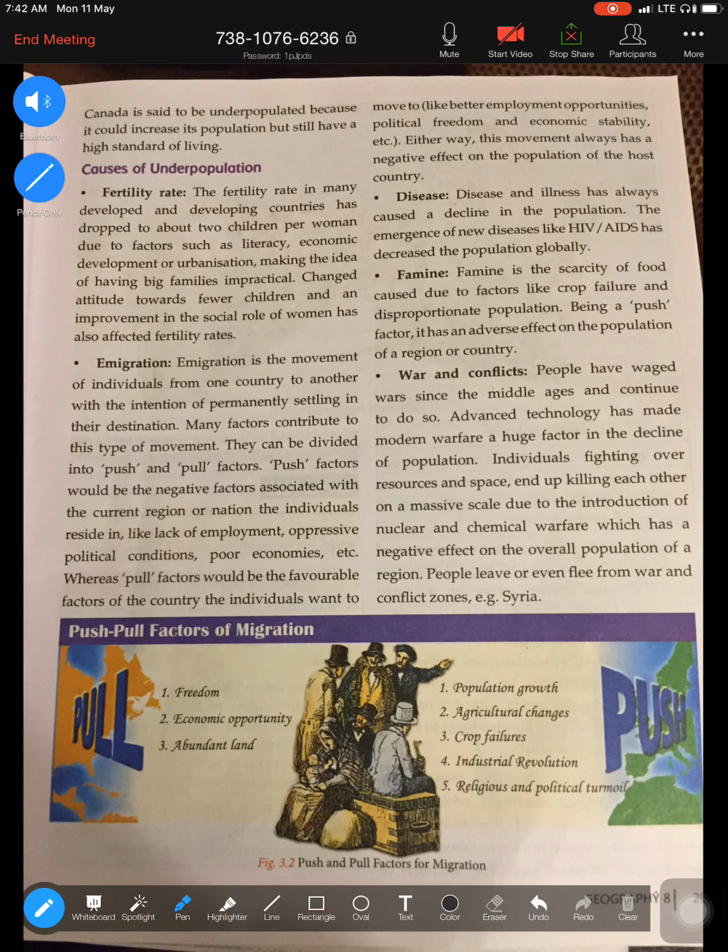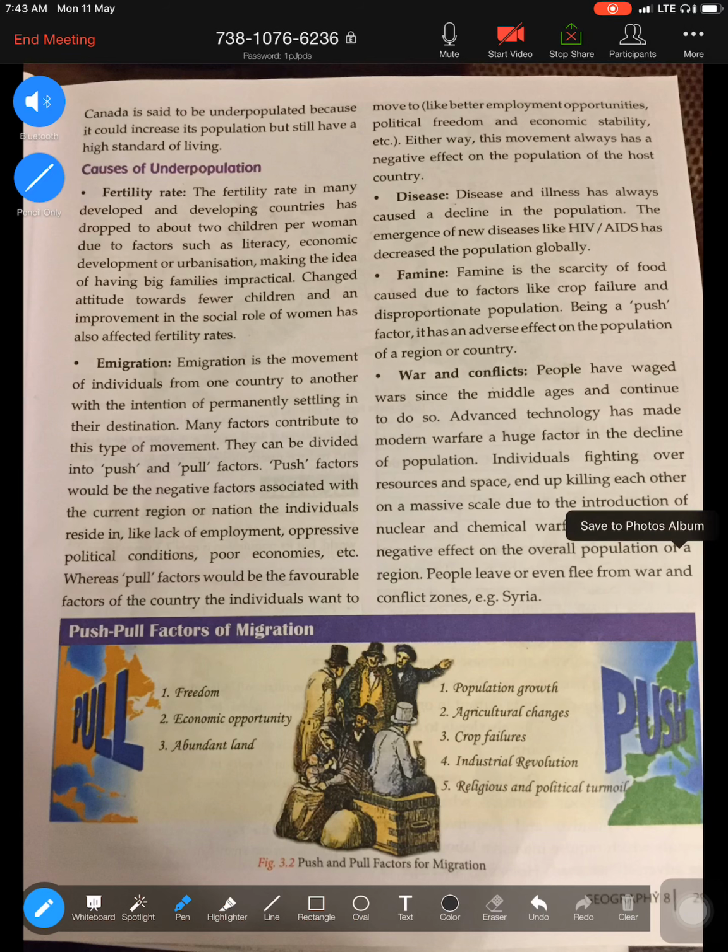The next is war and conflict. If there is a political war, or a situation where people do not feel safe to live there, a lot of killing of people, fighting taking place, this can discourage people from living in such a place and can lead to a lot of migration to other places. So a lot of war and conflict can also lead to a reduction in the number of people.